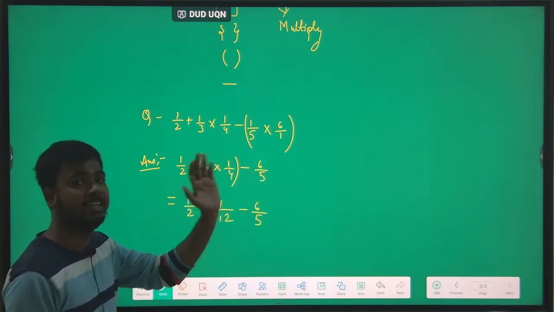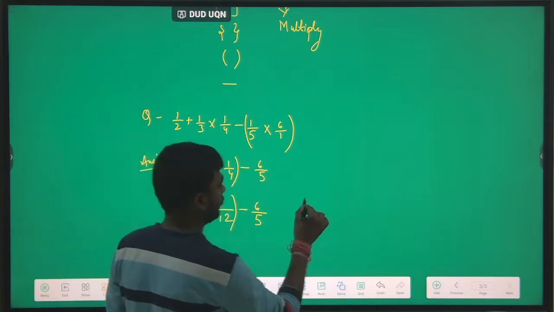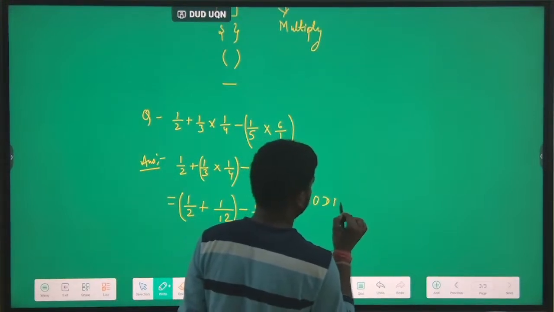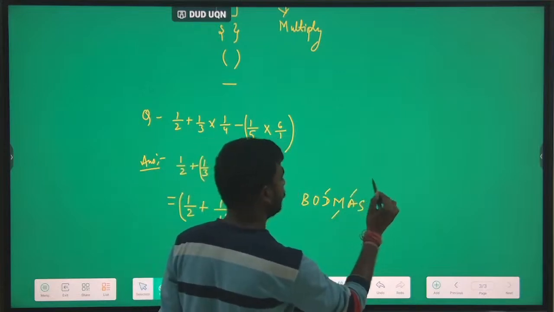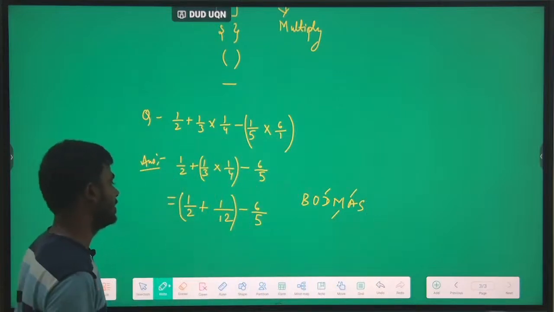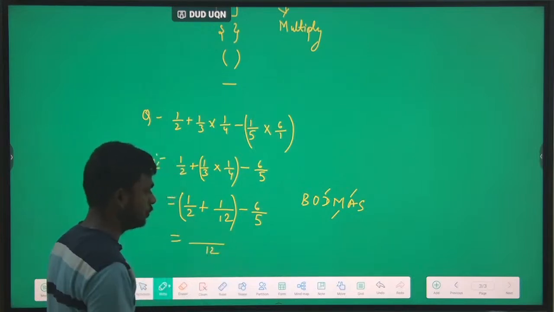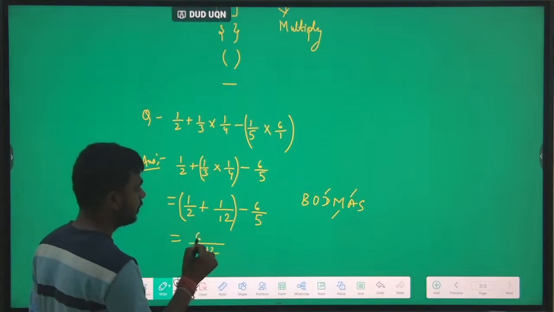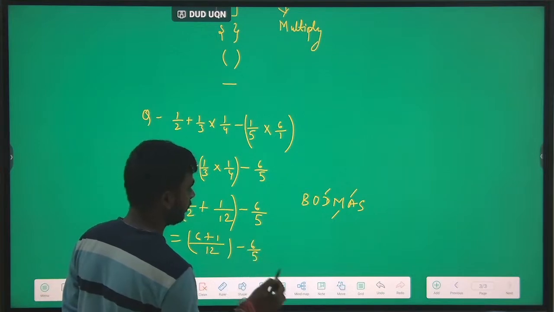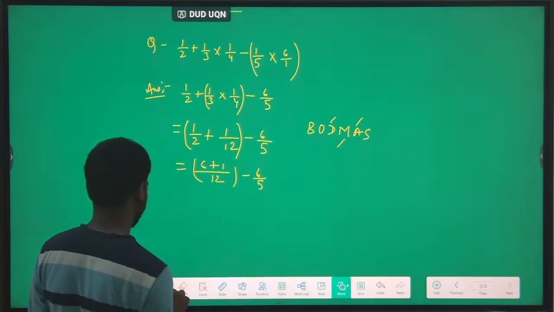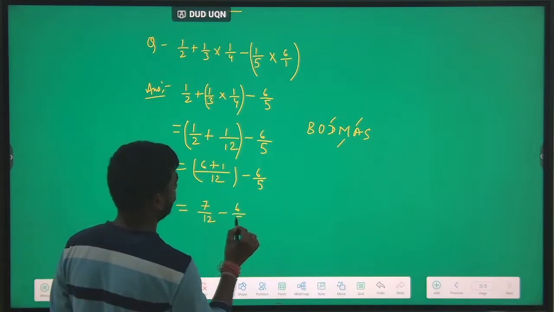Now multiplication is done in BODMAS. So BODM has been done. Now A is for addition. Now we will do addition. Division part is done, multiplication part is done. Now we'll move towards addition. So we will add these two numbers now. 2 and 12 will give LCM as 12. So the numerator will be 6 plus 1 minus 6 upon 5. So the whole value will be 7 upon 12 minus 6 upon 5.